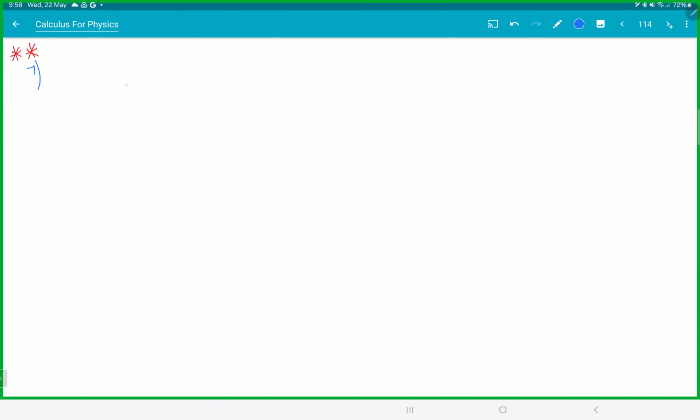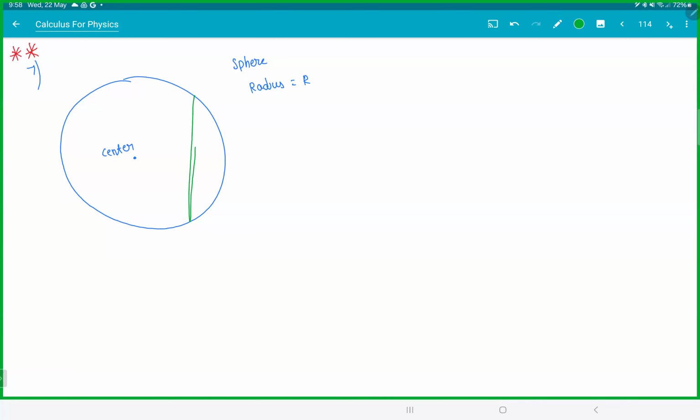So we have a sphere of radius r. This is your center. This part of the sphere is coated or painted something like this. This is angle theta. Find the surface area of the shaded part. I don't want the full area of the sphere. Find the area of the shaded part.